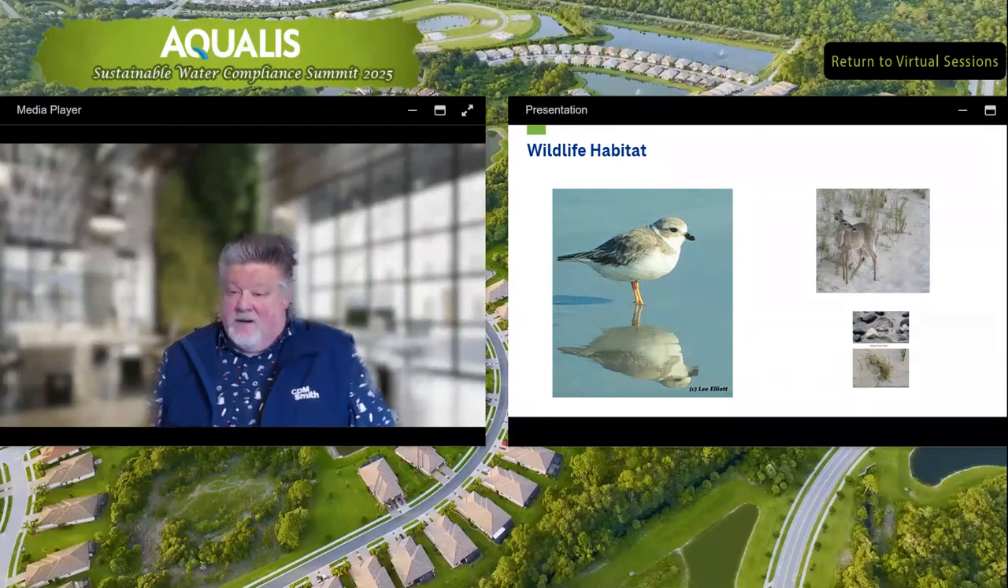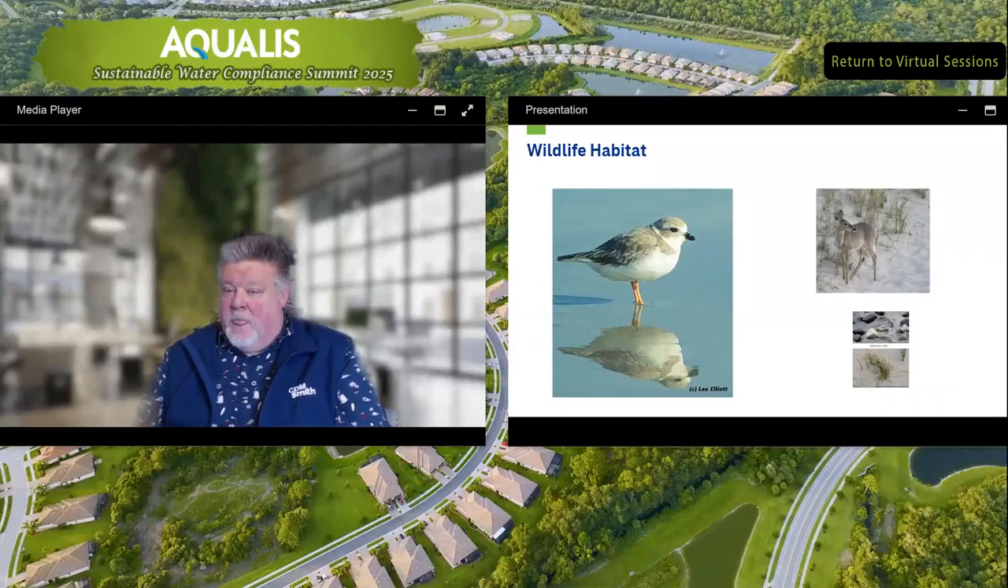Then, as I mentioned, wildlife habitat. This is an important factor of any beach system. The bird on the left is a piping plover. It's kind of the bane of most coastal engineers. The piping plover will limit the window in which you can work on a beach. So you can only place sediment on a beach at certain times because you can't interfere with piping plover habitat as the birds are nesting and mating.